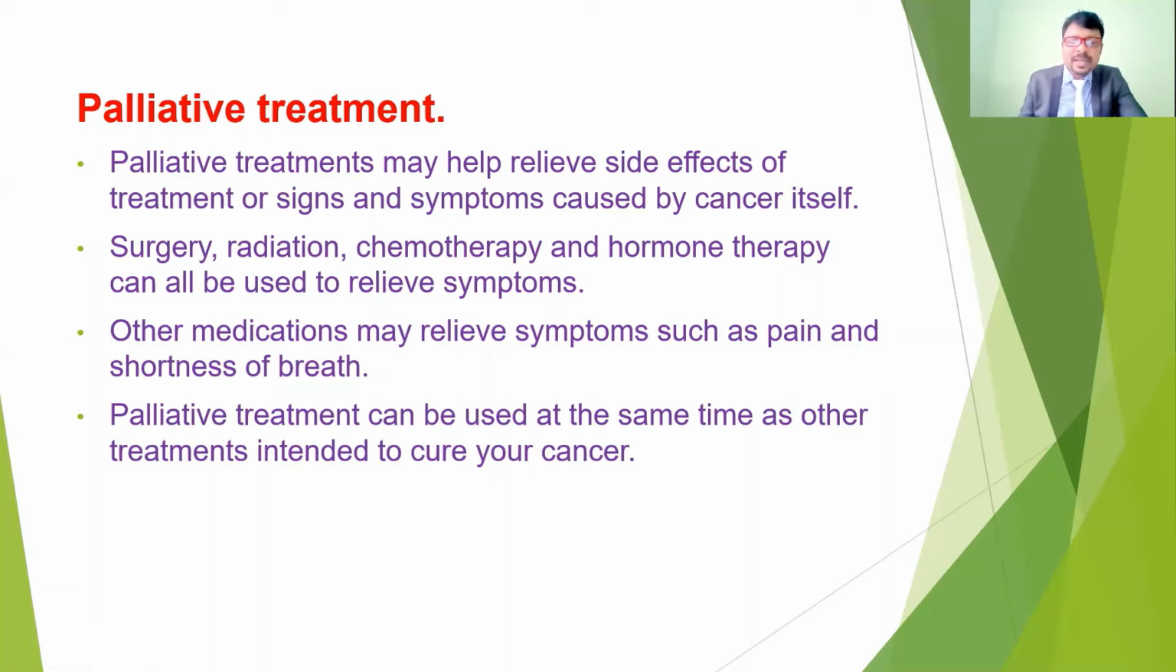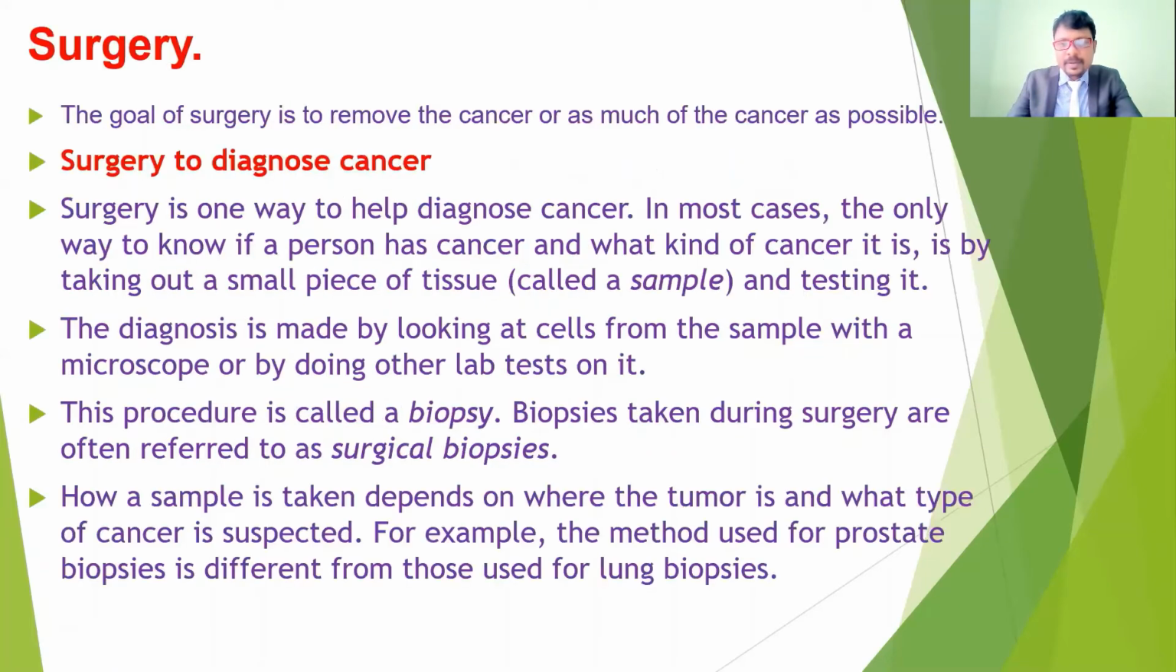Because of the radiation and chemotherapy, we get many complications. These palliative treatments are helpful to reduce the complications related to radiation as well as chemotherapy. Palliative treatment can be used at the same time as other treatments that are intended to cure the cancer, along with radiation therapy and chemotherapy. These treatments help reduce the complications of chemotherapy, radiation, and hormonal therapy.